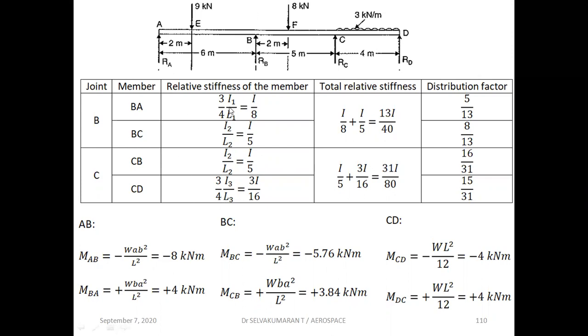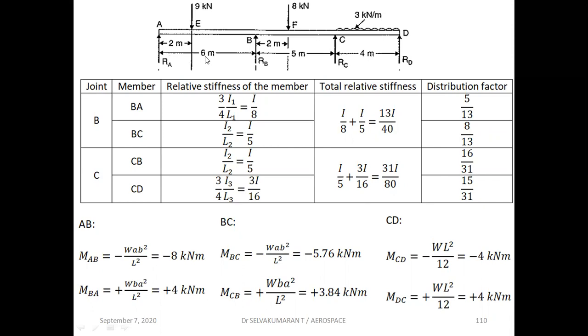Substitute here, you get the relative stiffness. Total relative stiffness is the sum of these two stiffnesses. Distribution factor: I by 8 divided by 13 I by 40, you will get 5 by 13. I by 5 divided by 13 I by 40, you will get 8 by 13. I by 5 divided by 31 I by 80, you will get this. Then 3I by 16 divided by 31 I by 80, you will get 15 by 31.